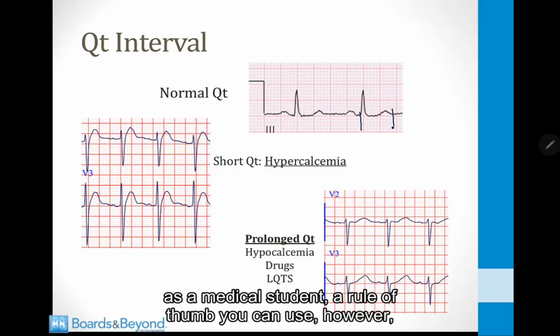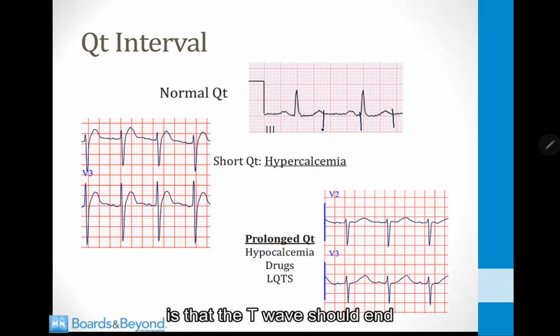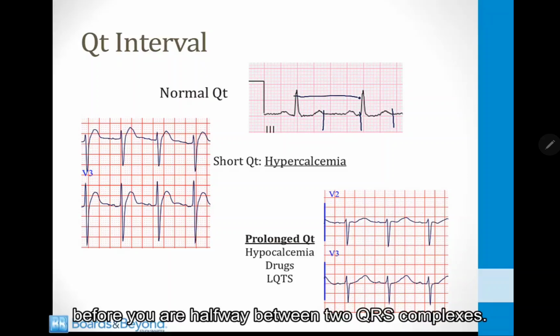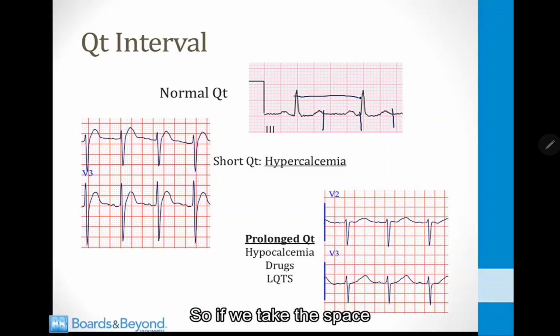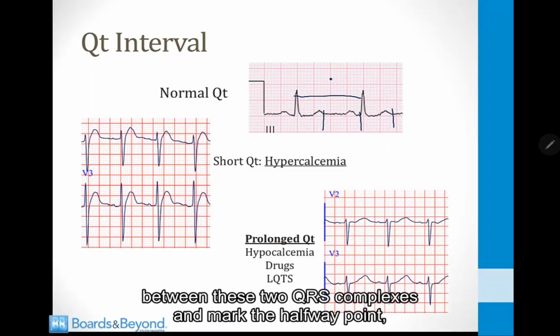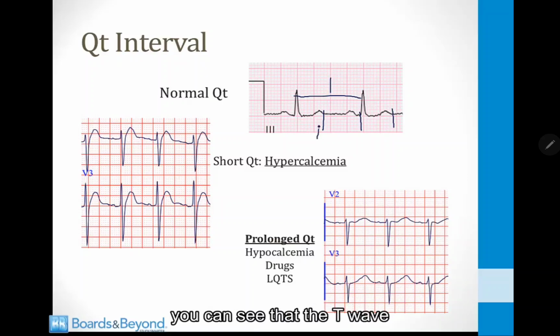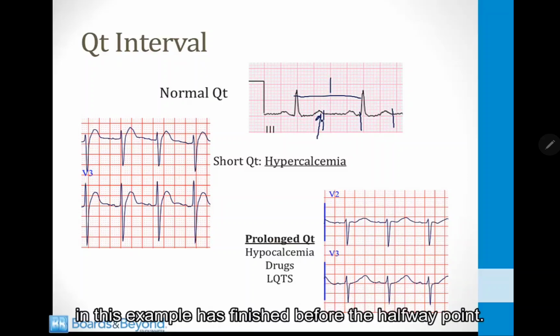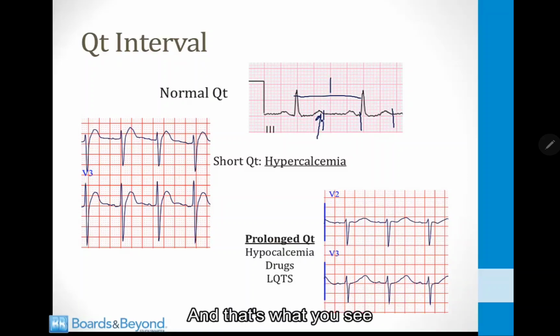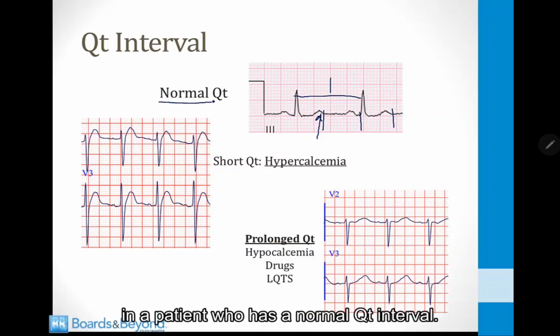A rule of thumb you can use, however, is that the T wave should end before you are halfway between 2 QRS complexes. So if we take the space between these 2 QRS complexes and mark the halfway point, you can see that the T wave in this example has finished before that halfway point, and that's what you see in a patient who has a normal QT interval.